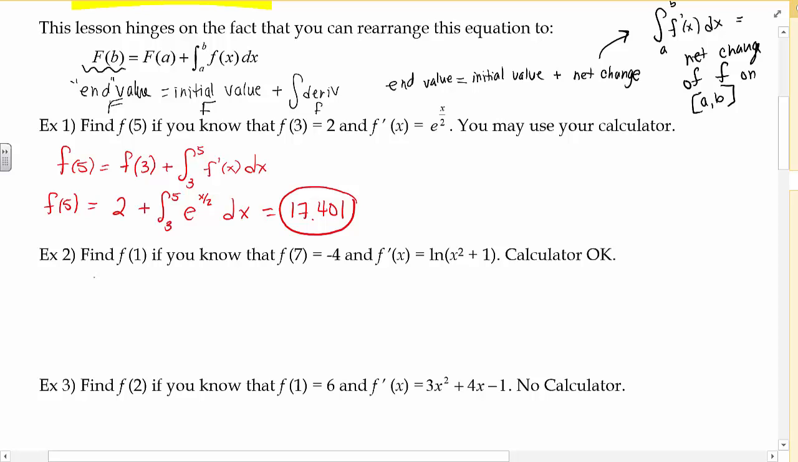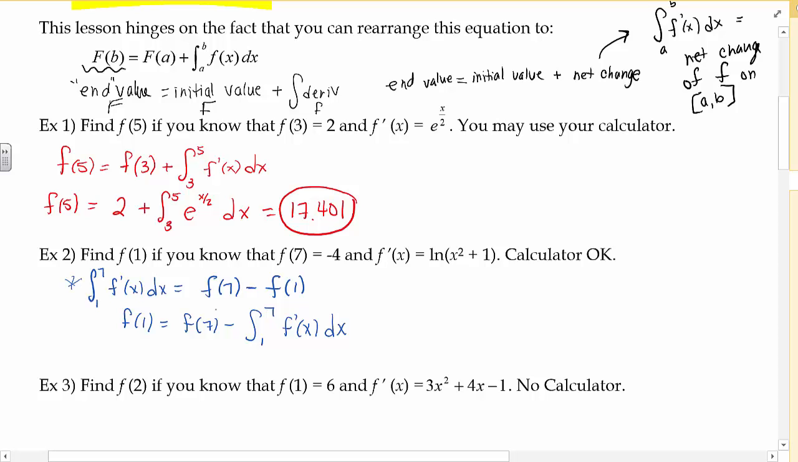So one way to think about it is to say, well, the integral from 1 to 7 of f prime of x dx is going to be f of 7 minus f of 1. Well, if I want to solve for f of 1, f of 1 equals f of 7 minus the integral from 1 to 7 of f prime of x dx. In other words, your initial value is your end value minus the net change. You just work backwards. Some of you may have been able to do that right off the bat, but basically, if you're ever stuck, you can start at the fundamental theorem and then solve for whatever you need. So in this case, f of 1 equals f of 7 minus the net change.